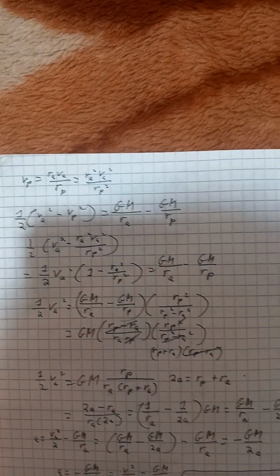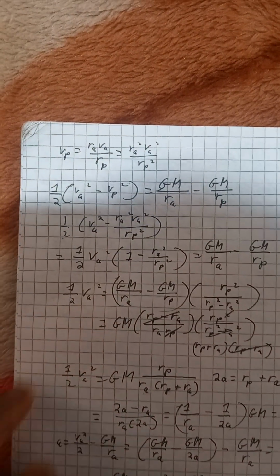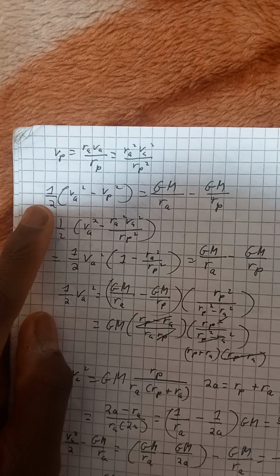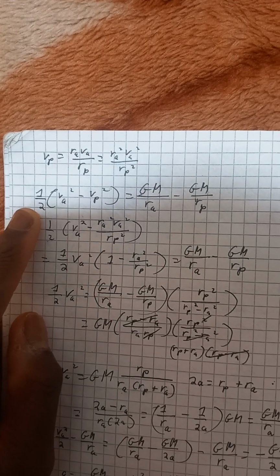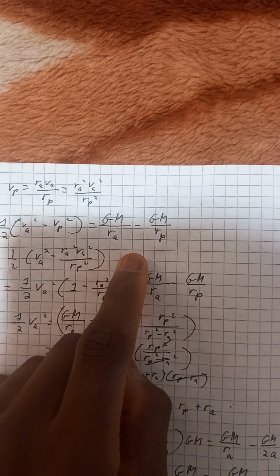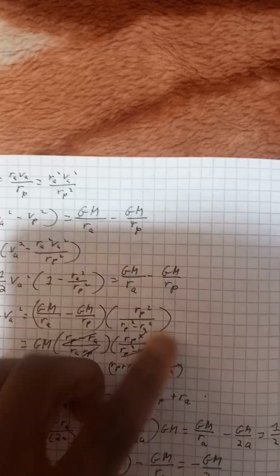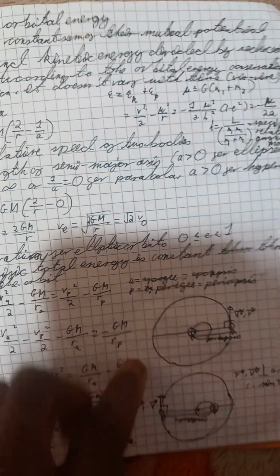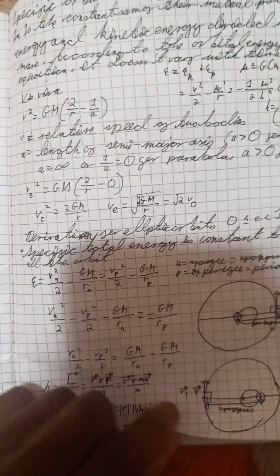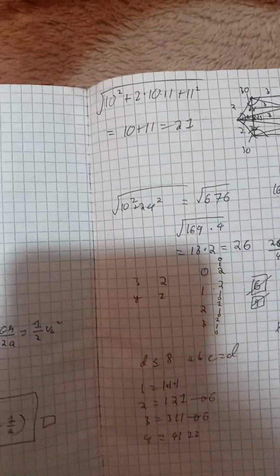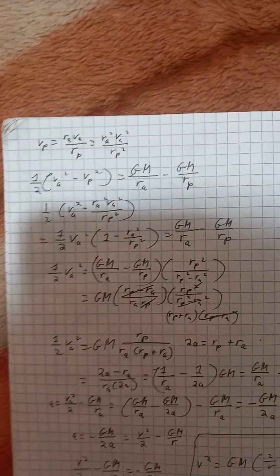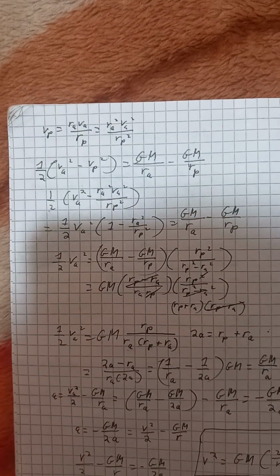And then using the previous equations over there, we got one half of va squared minus vp squared, the velocities at apogee and periapsis, is going to be GM over ra minus GM over rp. The GM over ra and GM over rp is going to be right here. Right here is where we get that, right? So it's basically a repetition of the same equation. And then we use the new information that we just learned.